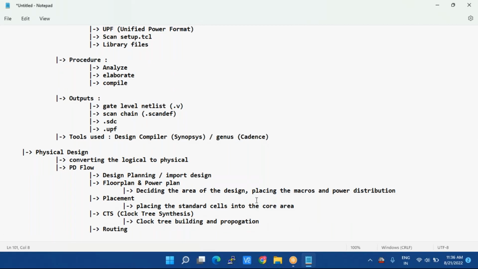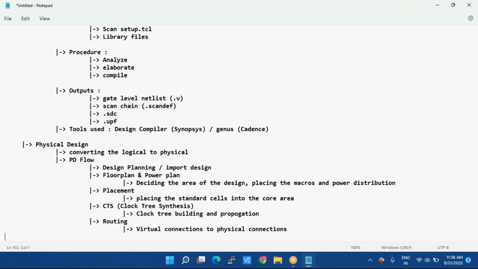So in the routing stage, all the virtual connections will be made into a physical format. Routing means virtual connections into physical connections. Okay, so this is a basic idea of your PD flow.